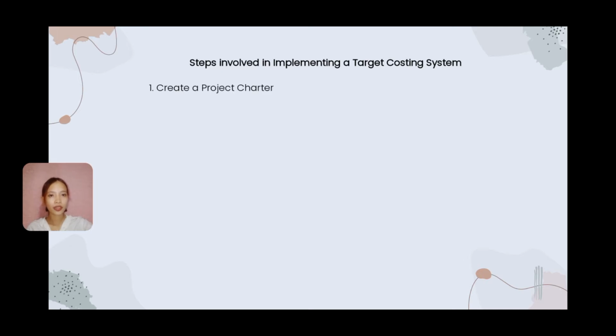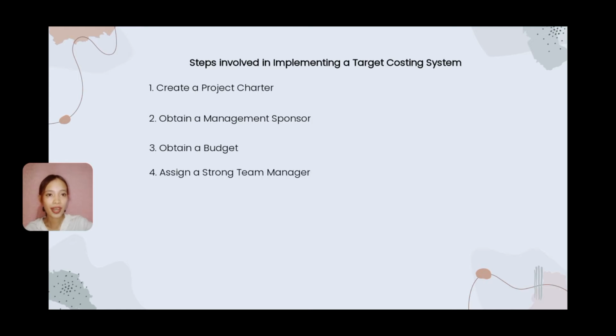Next will be the steps involved in implementing a target costing system. First step is to create a project charter. Second is to obtain a management sponsor. Third is to obtain a budget. Fourth is to assign a strong team manager. Fifth is to enroll full-time participants. Sixth is to use project management tools.